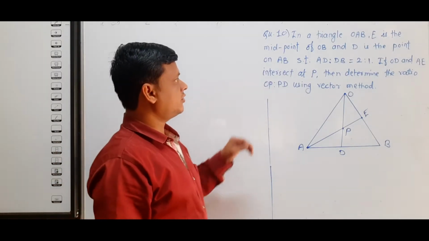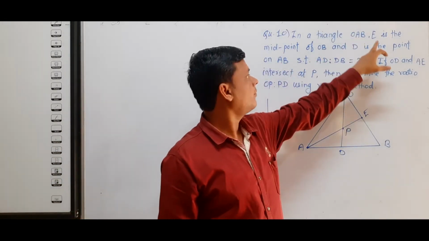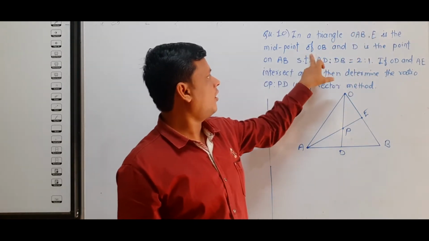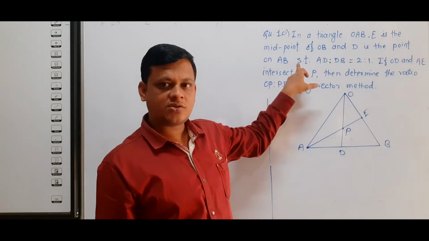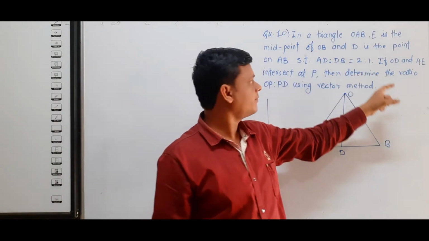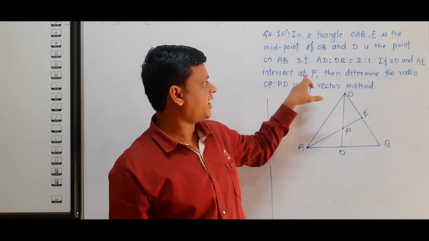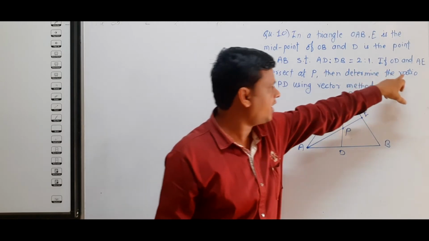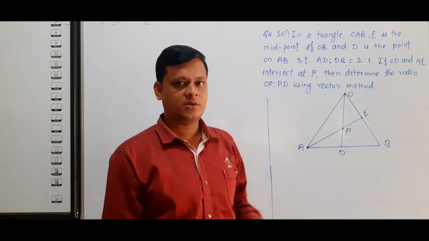Now see the next question. In a triangle OAB, E is the midpoint of OB and D is the point on AB such that AD is to DB equals 2 is to 1. If OD and AE intersect at P, then determine the ratio OP is to PD using the vector method.